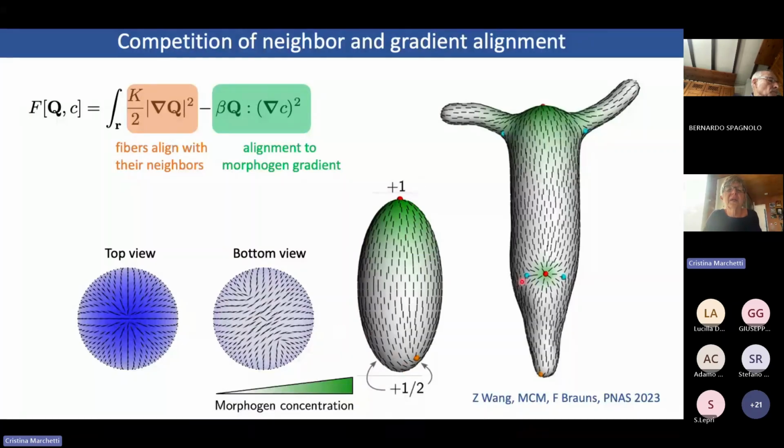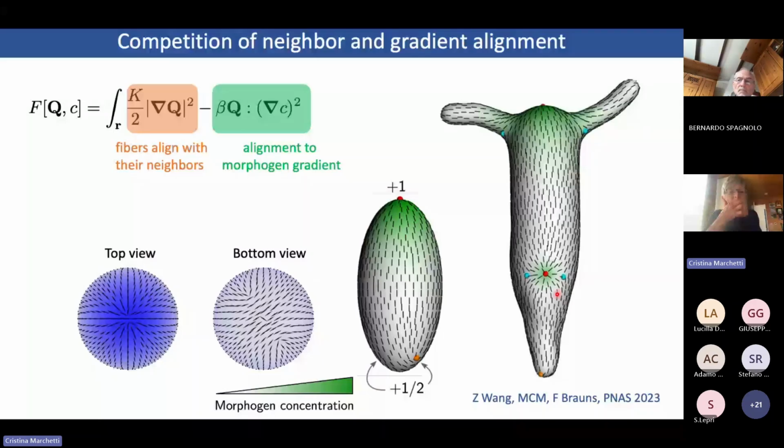And for fun, we also put a little spot of morphogen here on the side of Hydra, where it leads to the generation of this structure with a +1 in the middle and two -1/2 on the side. And that's where a bud will come out, possibly leading to a new organism. It's really the same mechanism that leads to the generation of the tentacles on the side.